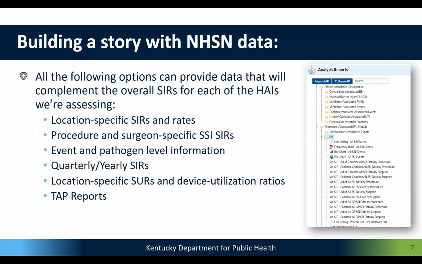Now let's start by discussing how we can build a compelling story with the wealth of data that is available within NHSN. To effectively communicate the impact of HAIs, we need to consider the various data sources and angles. Here we're able to give an explanation of a few. Starting with examining location-specific SIRs, or standardized infection ratios, this data will provide insights into which areas within your healthcare facility are most affected by HAIs. It's essential for identifying hotspots and targeting interventions.